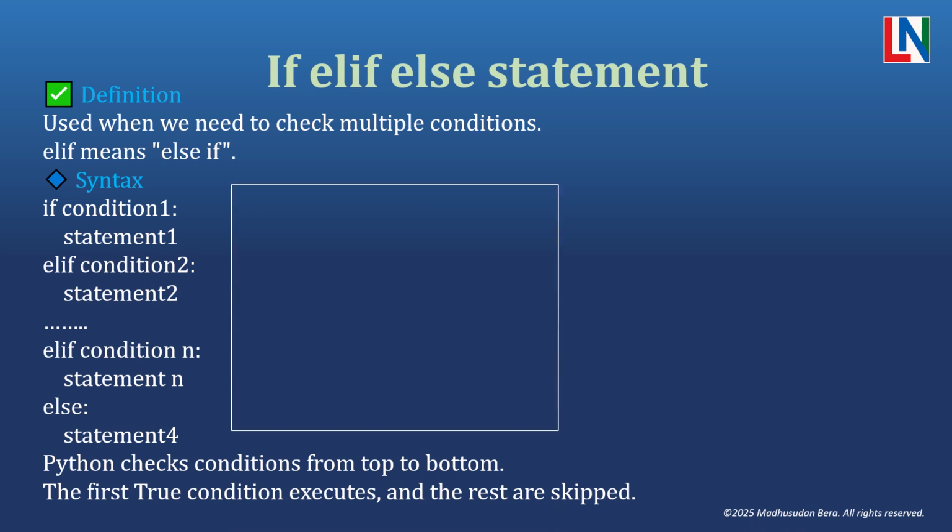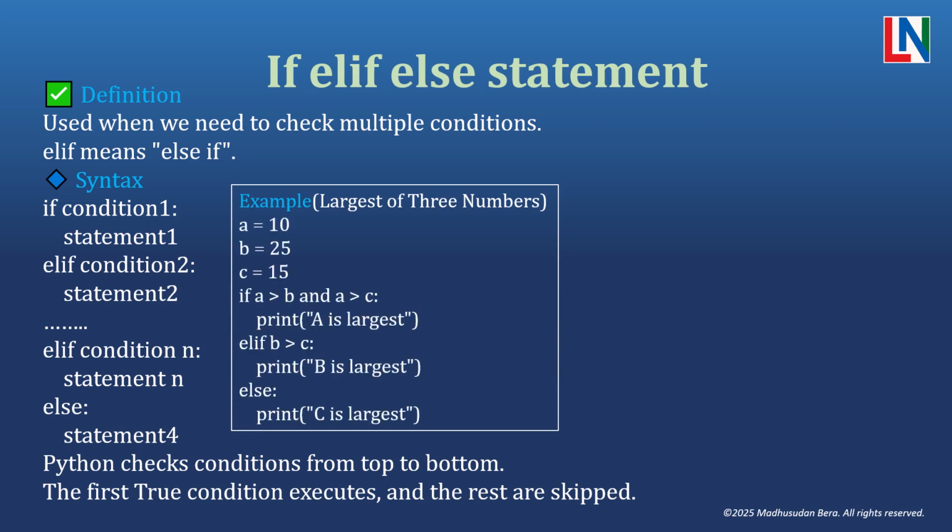For example, largest among three numbers: a = 10, b = 25, c = 15. If a > b and a > c: print a is largest. elif b > c: print b is largest. Else: print c is largest.